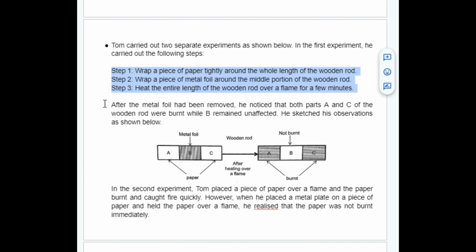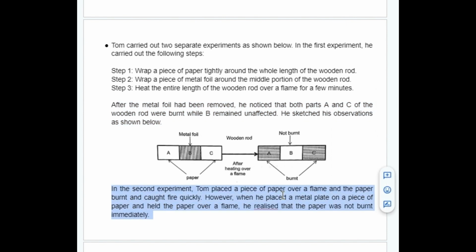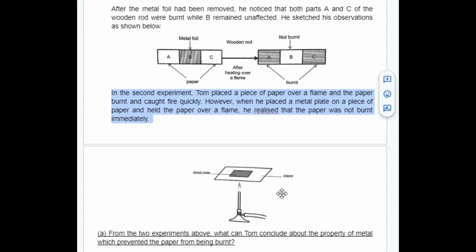After the metal foil had been removed, he noticed that both parts A and C of the wooden rod were burnt while B remained unaffected. He sketched his observations as shown below. In the second experiment, Tom placed a piece of paper over a flame and the paper burned and caught fire quickly. However, when he placed a metal plate on a piece of paper and held the paper over a flame, he realized that the paper was not burned immediately.